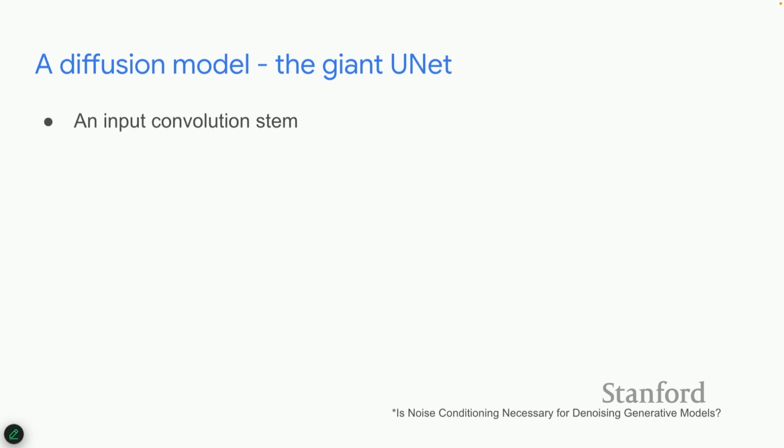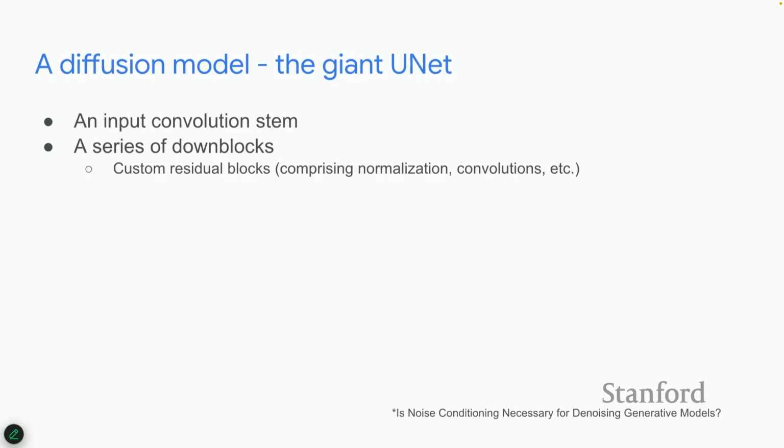And of course, the unit for diffusion, it's giant. It's also one of the reasons why you would want to probably get rid of it, but that's not the end of the story. But let's try to see what are the different components that are involved in our giant unit. So you of course need to have an input convolutional stem that directly operates at the inputs that are coming at it. And then you have a bunch of down blocks, which is basically comprised of custom residual blocks made of normalization layers and convolutional layers.